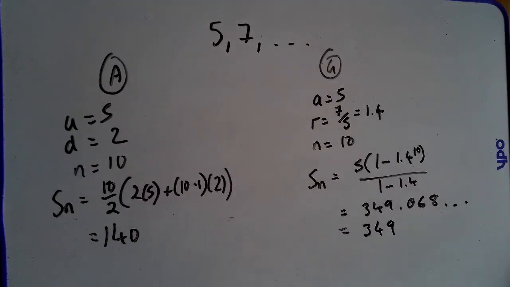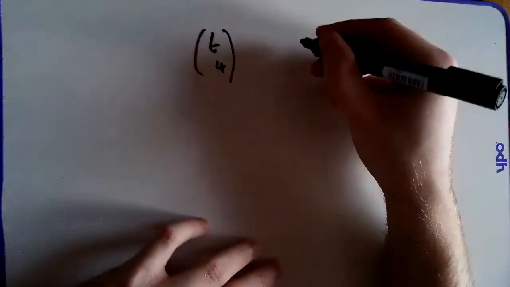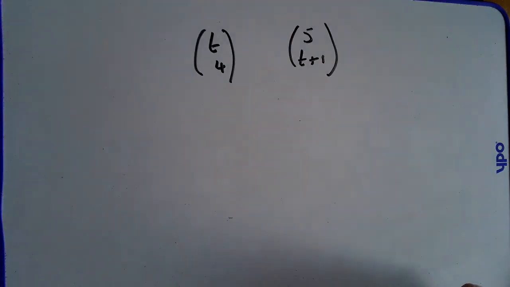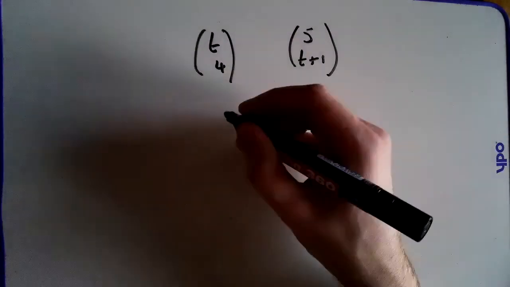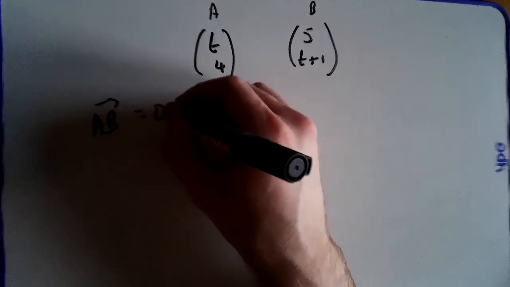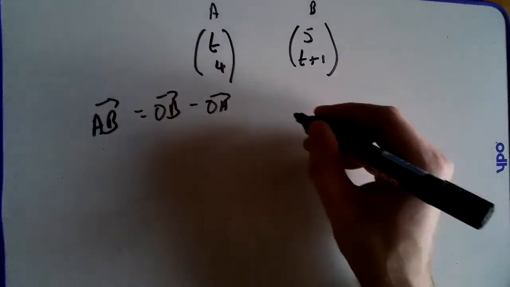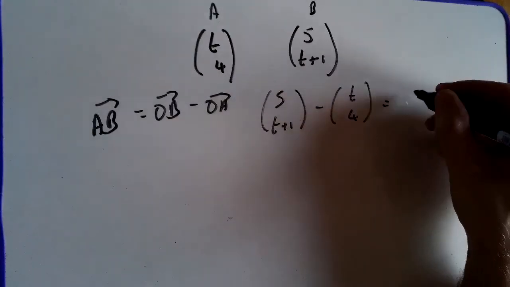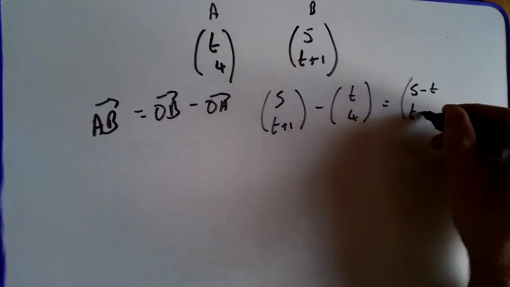Okay, and the last one, back to some mechanics. Find an expression for the distance between these two vectors. t, 4 and 5, t plus 1. Oh, okay, so to do this, first of all, if I call that A, that B, to get A to B, remember it's OB minus OA. So I can do 5, t plus 1, take away t, 4, which gives us 5 minus t and t minus 3.